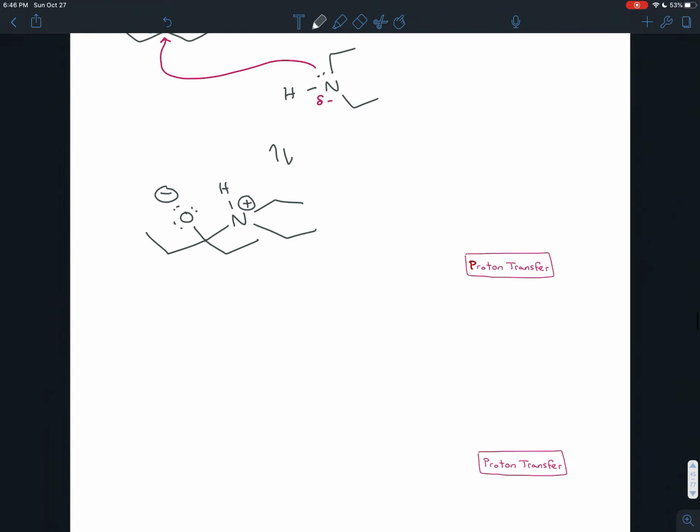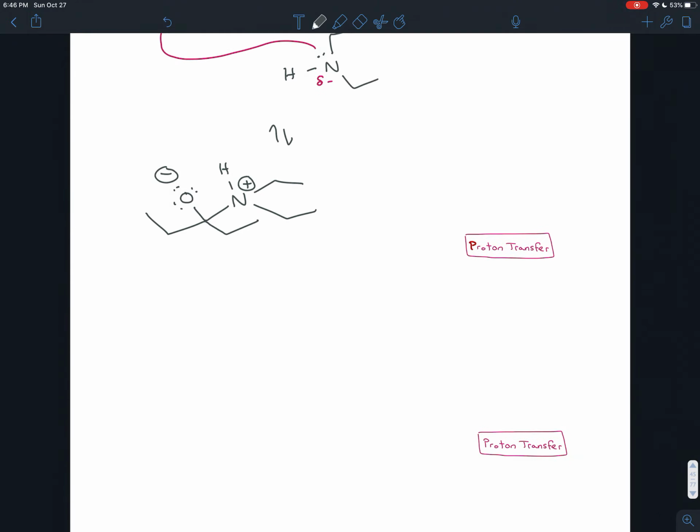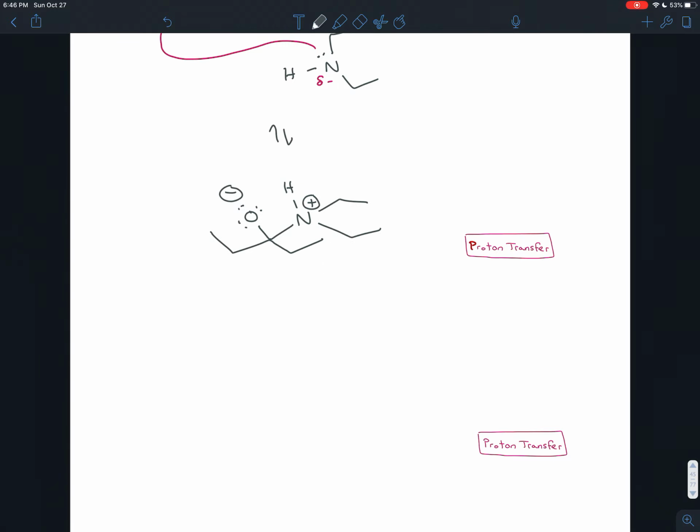That nitrogen has 4 bonds, and so it has a positive charge. It is an ammonium ion. So we have a lot of charges that we need to stabilize. And we're going to do that, stabilize those through proton transfers.